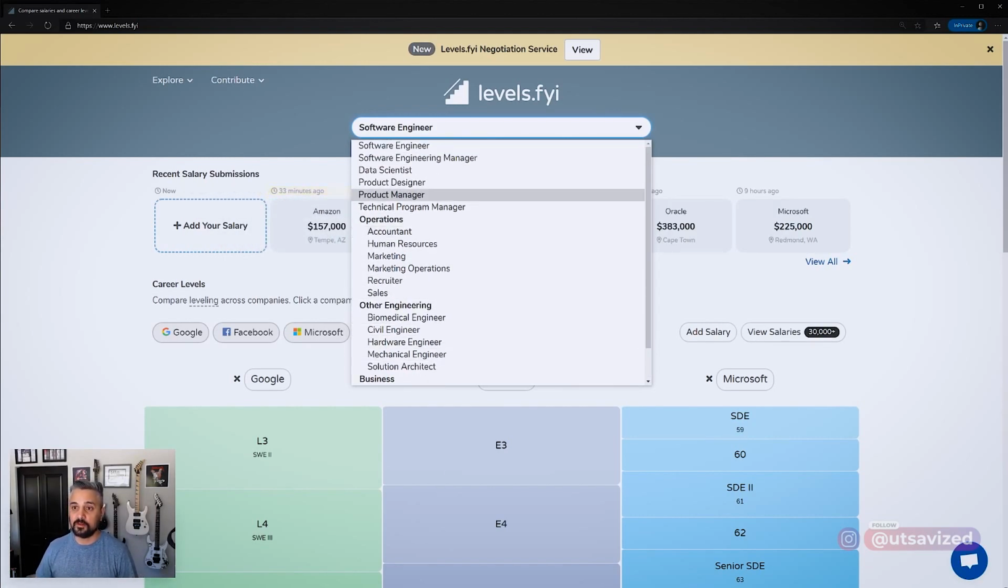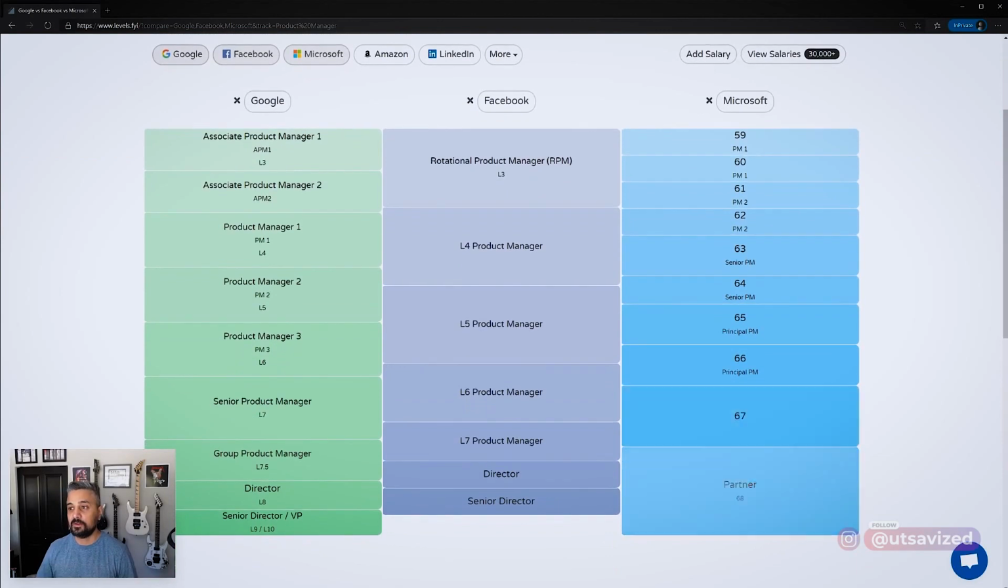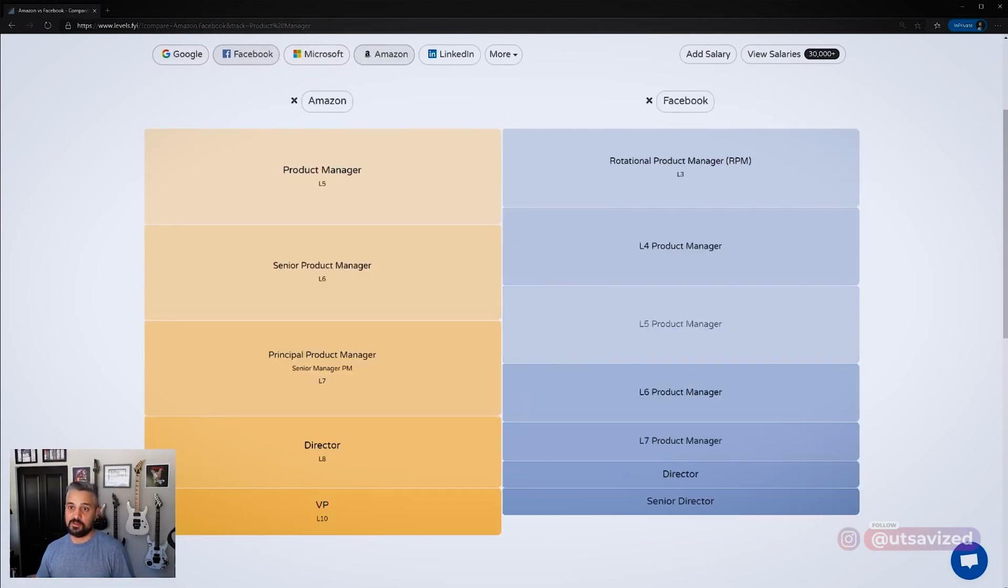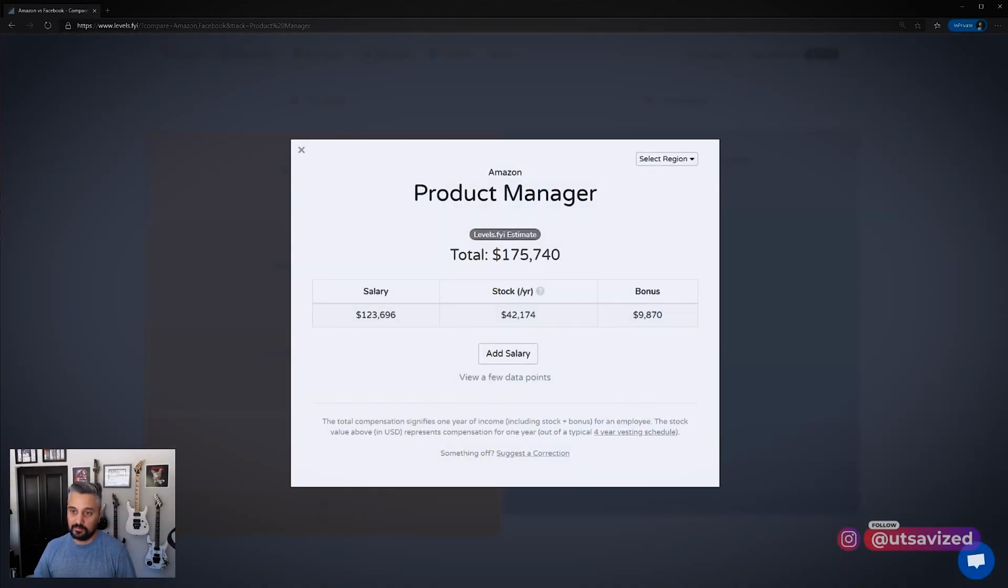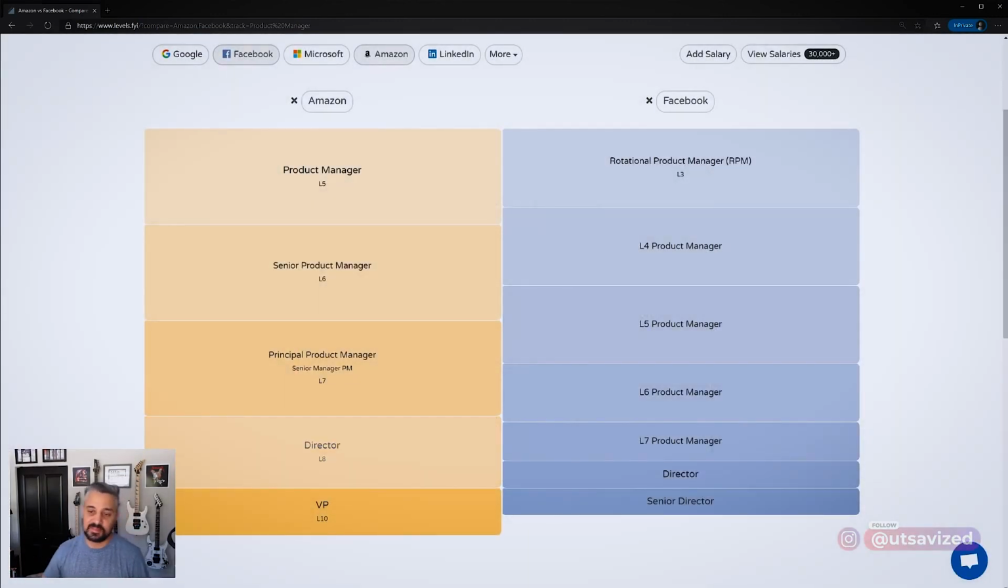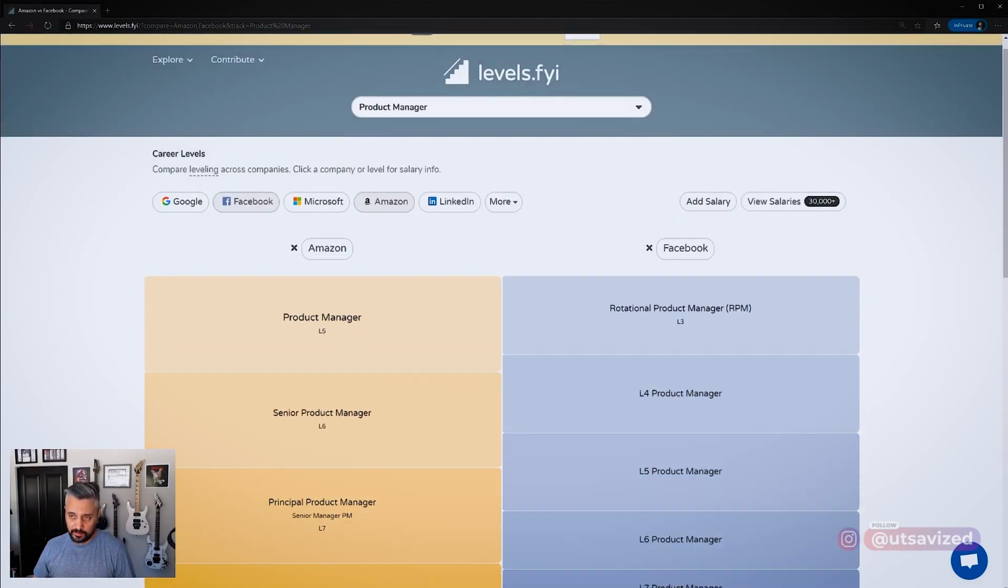Usually another one is PM roles, right? So how does PM distribute? Let's look at Facebook PM versus Amazon PM, product manager. It looks like the entry level is L5 at Amazon, and that's the compensation over here. You can also see different things, like the general salary caps. I know Amazon has a hard salary cap of, I think, 165,000. Even the VPs don't make more than 165,000 in cash, right? Everything else is based on stock. So learn those kinds of things.